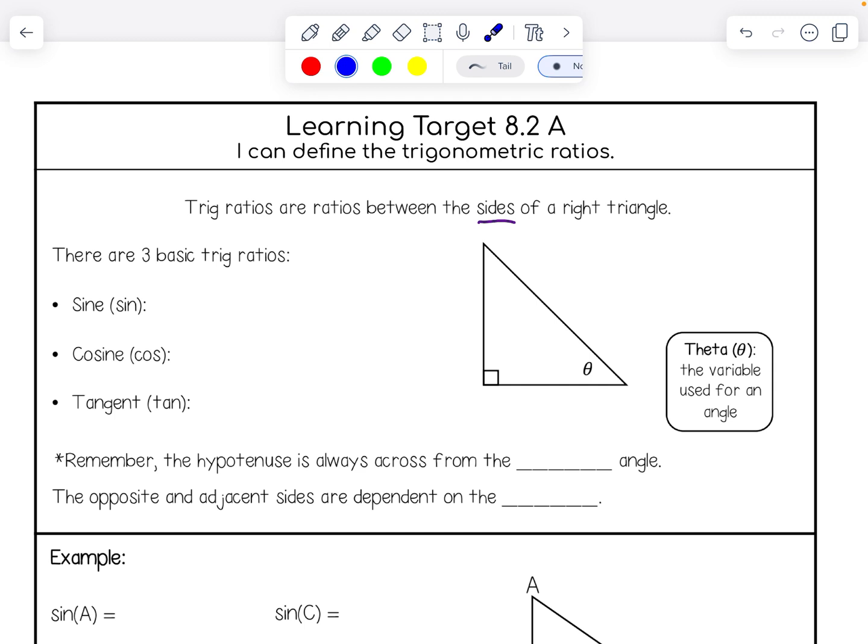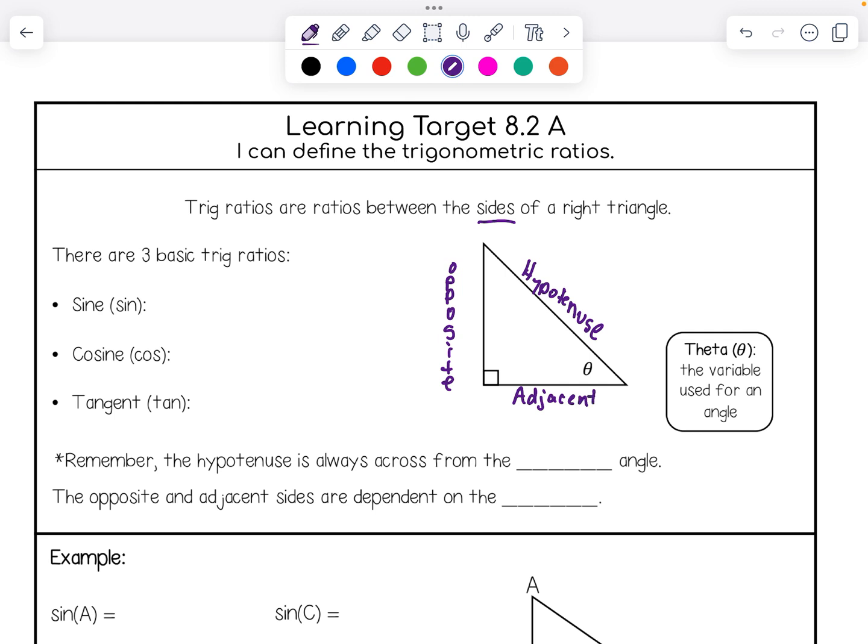Okay, so from this theta, the first thing we need to understand is, what do we call the three sides? If you look at this theta angle, if we go across from it, this is what we would call the opposite side. We already know that this is the hypotenuse. And how do we know this is the hypotenuse? It is opposite of the right angle. And then the side next to the theta is called the adjacent side.